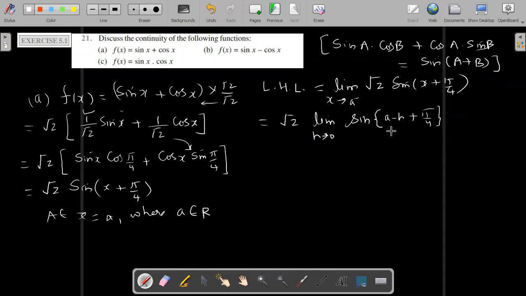Then we can write this in the way root 2 limit h tending to 0 sin(a plus pi by 4 minus h), where a plus pi by 4 should be written together, and minus h.